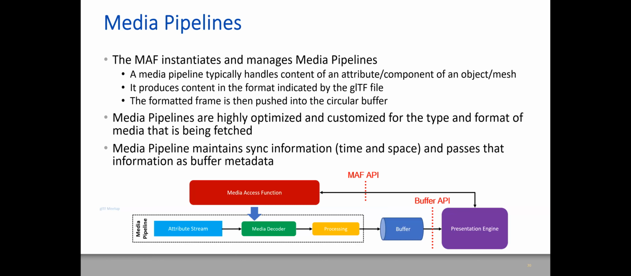Say the video texture is accessible through Dash or HLS streaming. It will construct a media pipeline that fetches the media using Dash, decodes the media based on the used codec, and does any necessary post-processing. For instance, it might need to convert from YUV to RGB if the buffer format expects RGB in a specific format, and then make it available in that buffer. The presentation engine only really cares about having that media in the buffer in the correct format at the correct time for rendering.